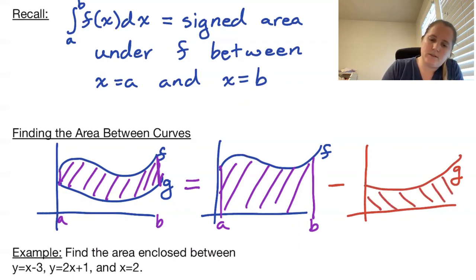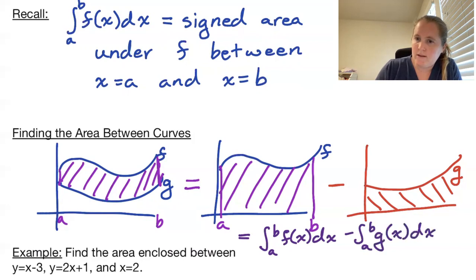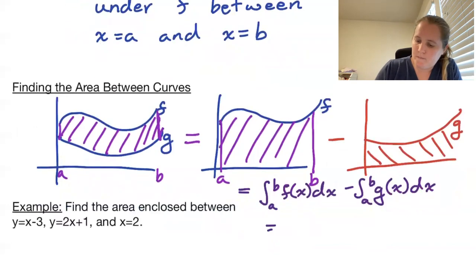Or in other words, we should have that this definite integral from a to b of this is equal to the definite integral from a to b of f of x dx minus the definite integral from a to b of g of x dx, which is equivalently the definite integral from a to b of f of x minus g of x dx.